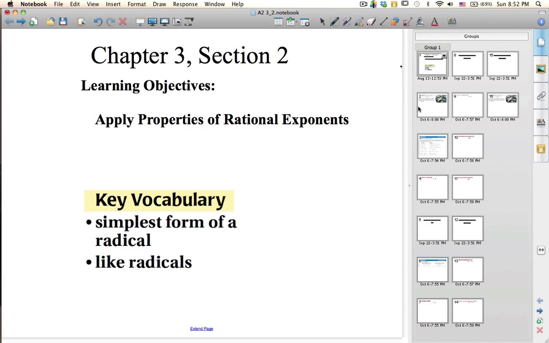So in section 2, we're going to apply the properties of rational exponents. And the good news for you is that the properties of rational exponents are the same as the properties of exponents, which you've already learned. But we are going to do some new things, and it's important that you understand the simplest form of a radical. You've actually already learned the simplest form of a square root.